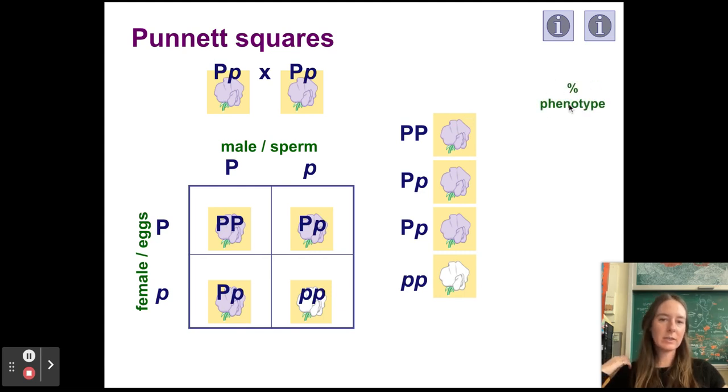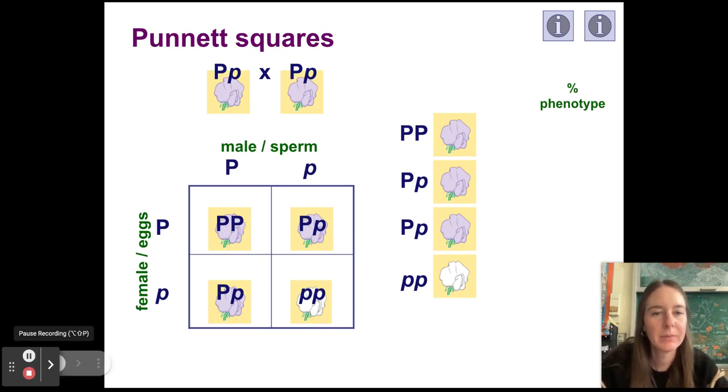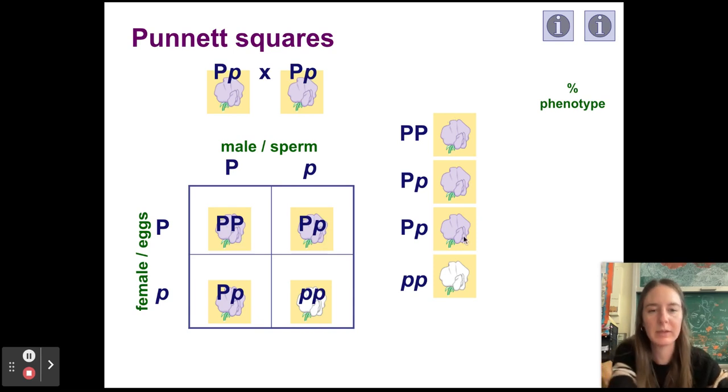So what is the percentage of, oops, someone's coming in. Okay, back to what I was saying. Percentage of phenotype. What is the percentage of purple flowers here out of 4, just to make it simple?